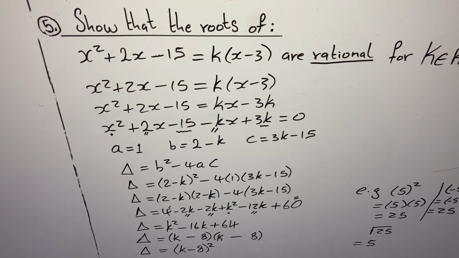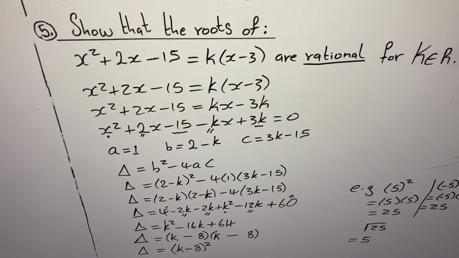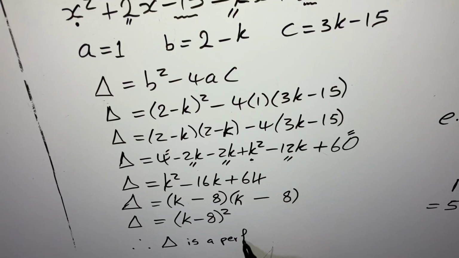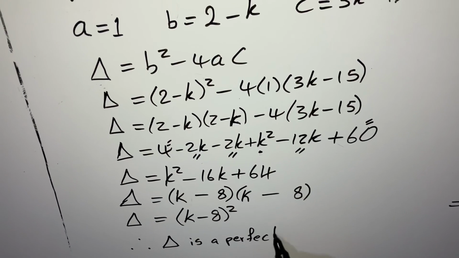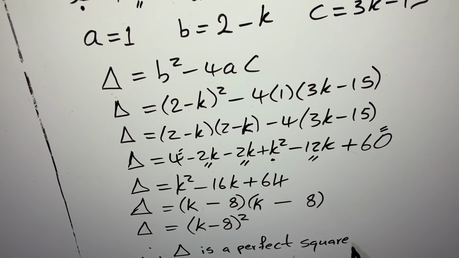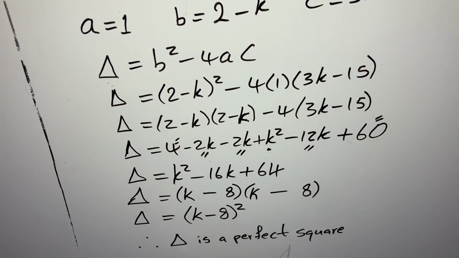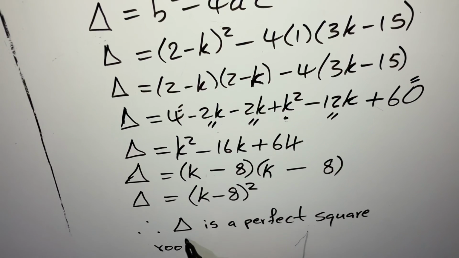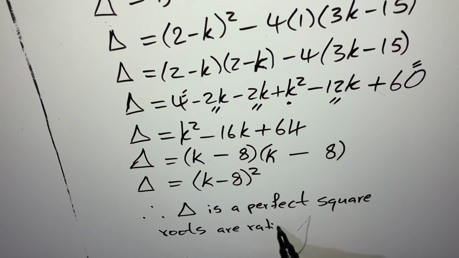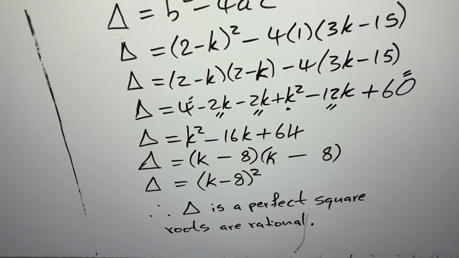Therefore, I conclude my delta is a perfect square, which means roots are rational. Yeah, we are done with the sum.